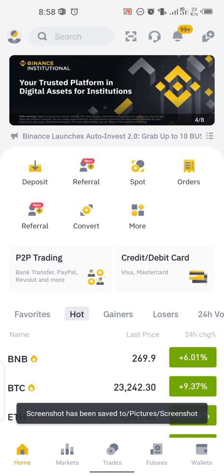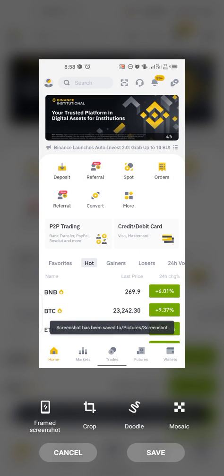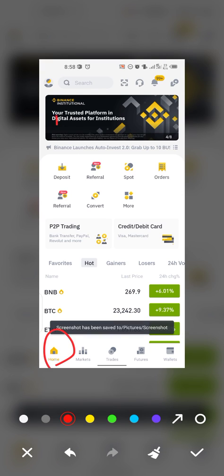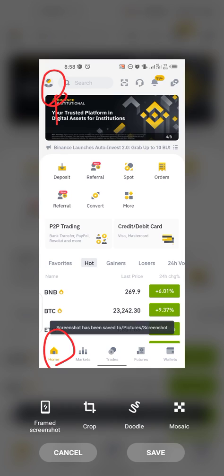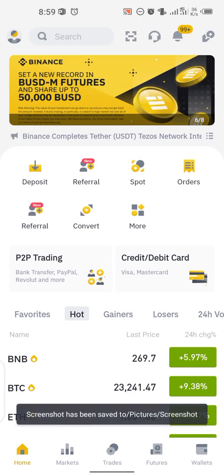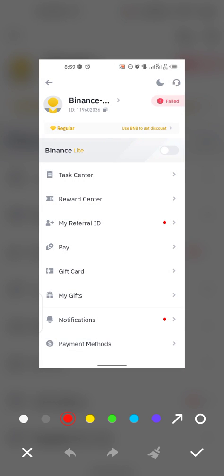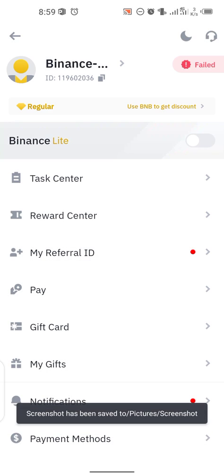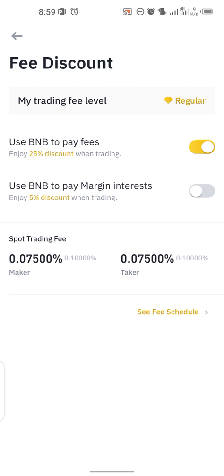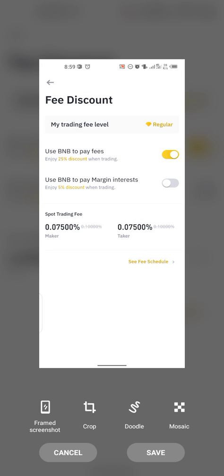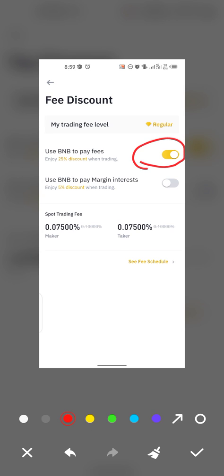When we tap on home, which is down here, then we tap on top here. When we tap that side, you can see that there is this thing saying use BNB to get discount. And when we tap on it, it takes us to this page that you can see very well where you need to tick use BNB to pay fees.